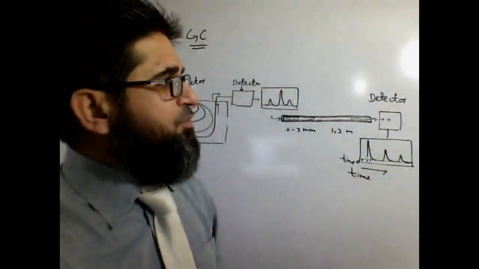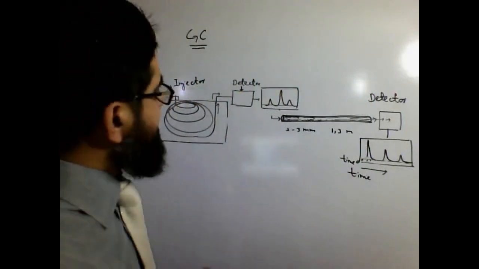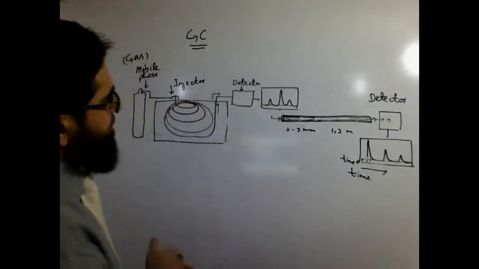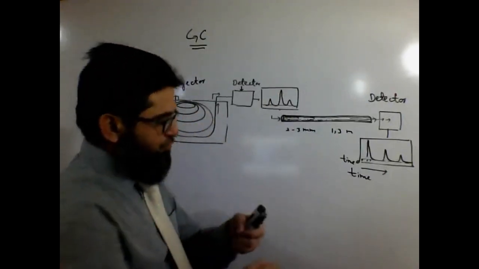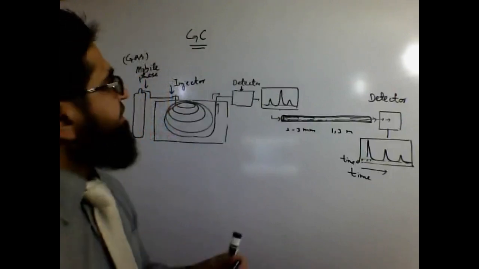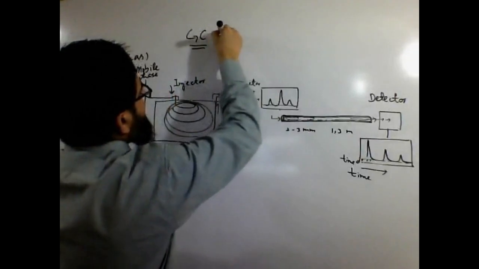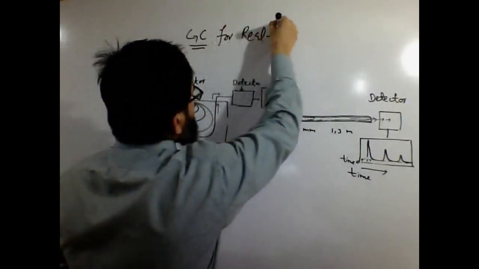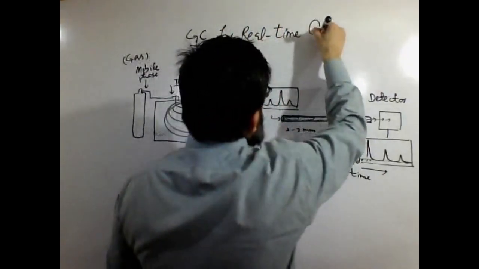Hence one has to be very cautious about analyzing samples on GC. The components of the sample are supposed to be the ones which are volatile in nature. So today I'm going to start GC for real-time analysis.